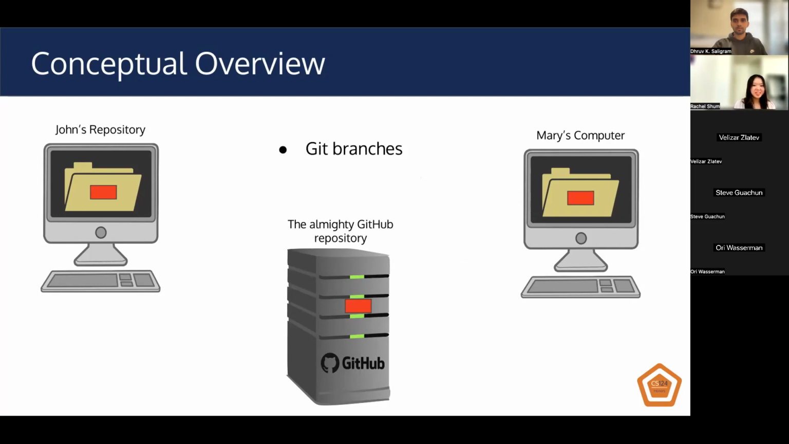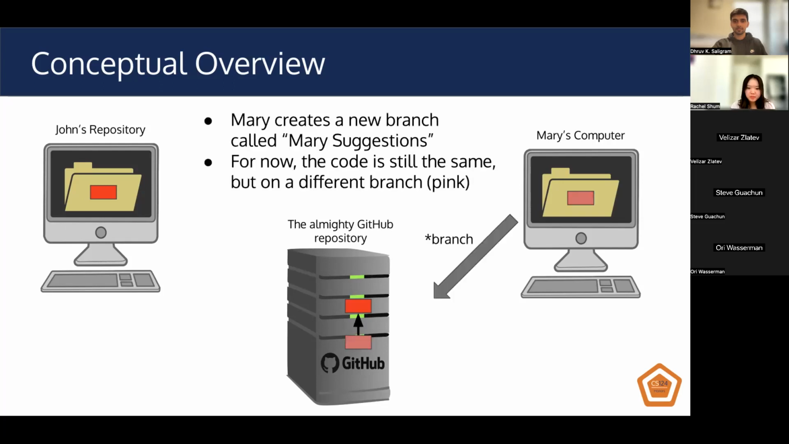So this is where we introduce Git branches. Essentially, you can create a branch and then work off of that. Mary creates a new branch called Mary Suggestions. This is where she's going to put her code suggestions for John's code. For now, the code is still the same, but it is now on a different branch.